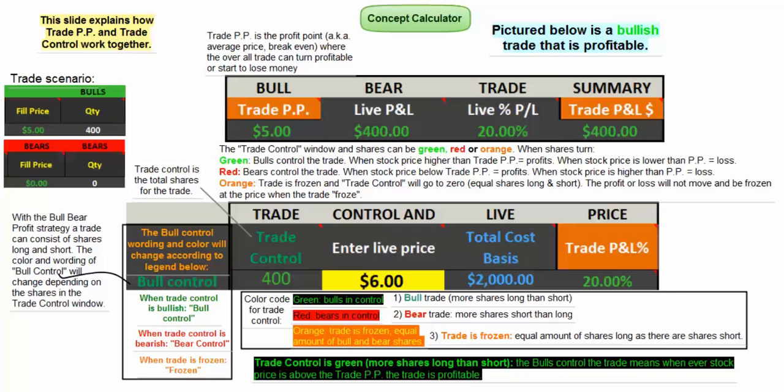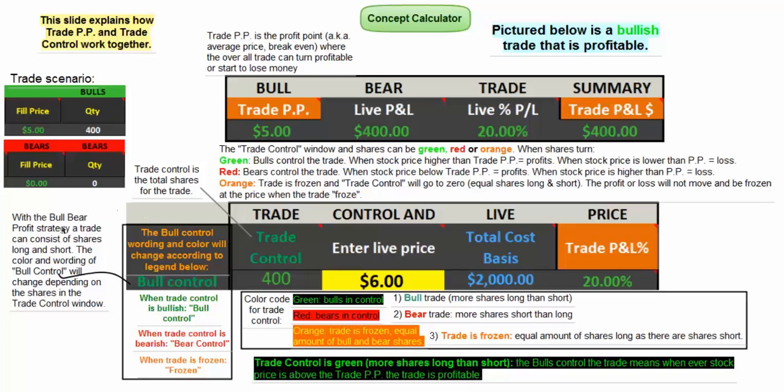The big thing to pay attention to in this whole relationship tutorial is trade profit point, trade control, and this bull control window. These three things, with the live price, which of course is in yellow, so you have to enter in the actual live price of the stock. That's a manual entry. These four things, 1, 2, 3, and 4, directly affect the trade profit and loss. And the video will explain how that works.